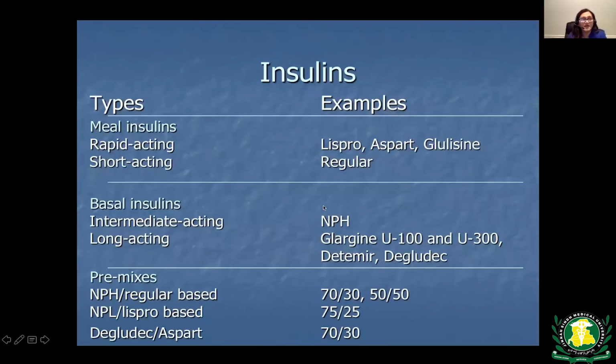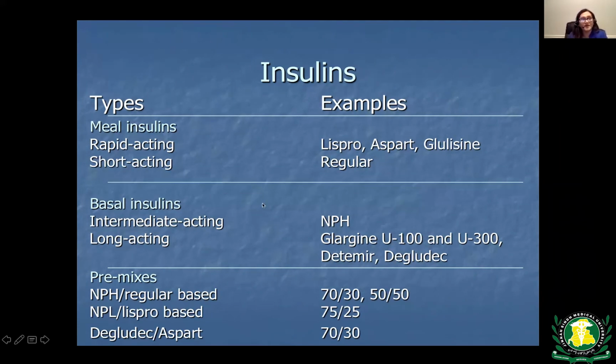Now, there are many different kinds of insulins available. The management of diabetes has dramatically changed in the last 10 years. If you go back 10 to 15 years, we only had a handful of insulins to work with. Now we have a whole big list of insulins.